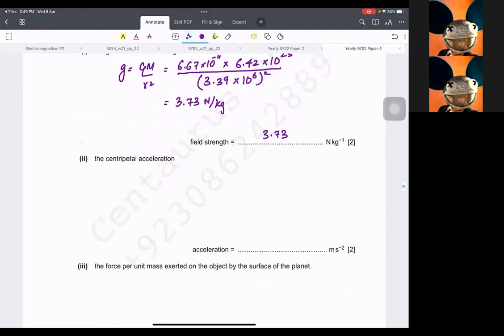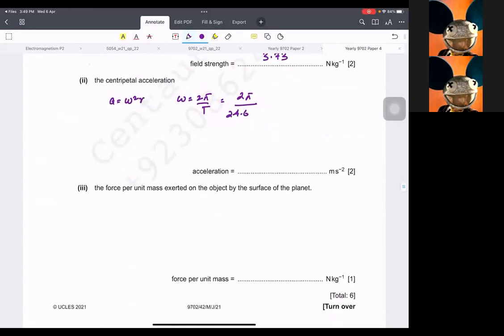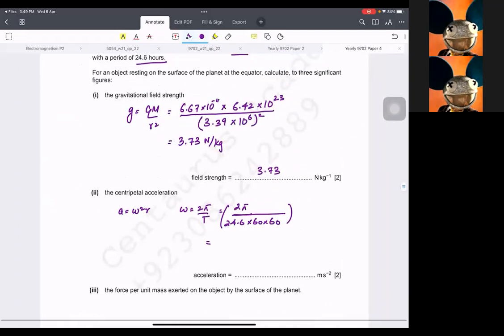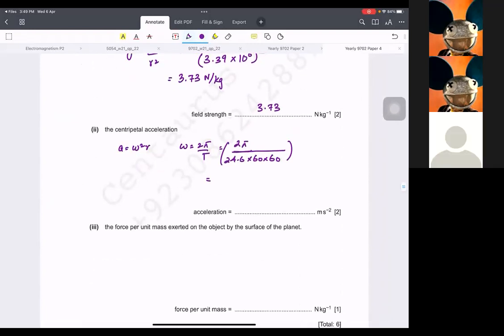Then you have centripetal acceleration. There are a couple of ways you can do it. You know that acceleration is omega squared r, and you don't know omega, so omega is 2 pi by T. As you can see, the time period is given. So you can do 24.6 hours, and 60 minutes and 60 seconds like that, right? And then, can you please find this? This would be, I don't know, 0.0171 radians per second. Now what you do, put it here. And the radius you already know, that is 3.39 times 10 power 6.